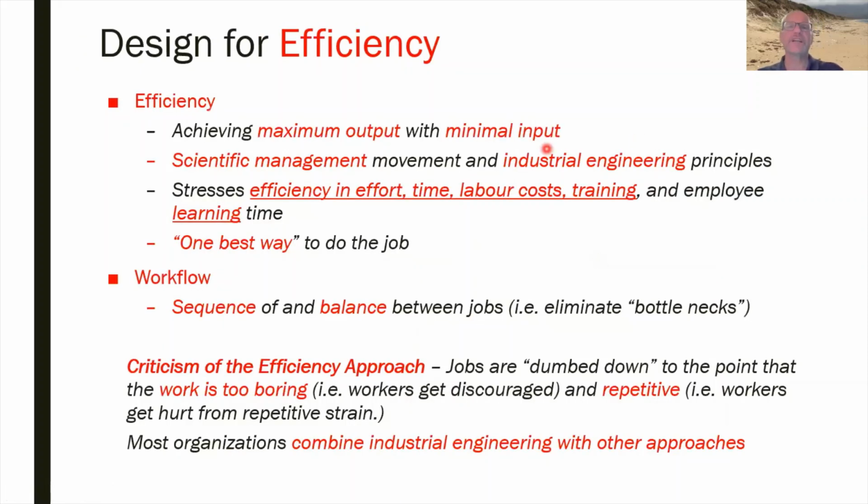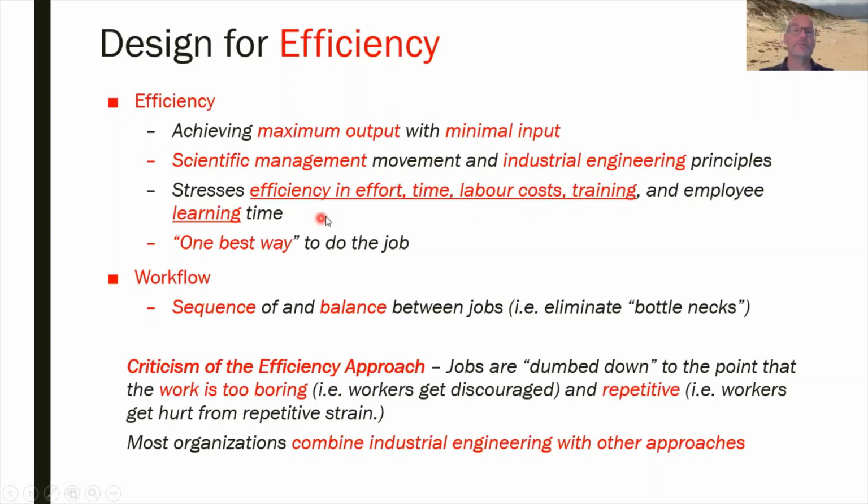Okay, so designing for efficiency. When we do that, we achieve maximum output with minimum inputs. Okay, so the best way to put 3,000 cars together is probably to break it down into an assembly line. You're using something called scientific management and industrial engineering. It stresses time, efficiency, and effort, time, labor costs, and training and employee learning cost.